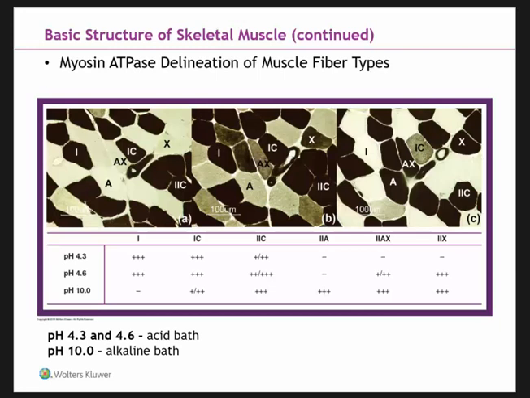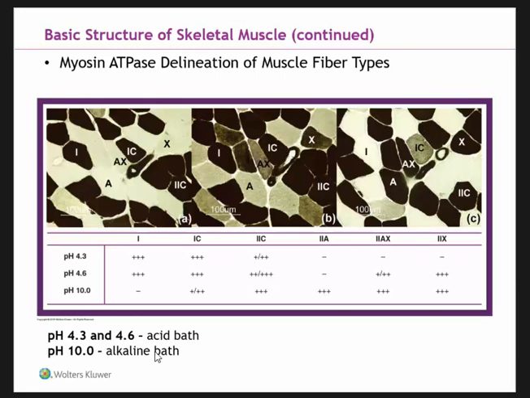Let's talk about how you would do this. We see here we have 3 different pH conditions or pH solutions. So we have 2 acid baths and an alkaline bath. This histochemical staining method will result in different stain intensities, which you see here among the fiber types. They're divided into categories and assigned to either type 1, type 2X, 2A, 2C, and usually they're all unique shades of gray is what you would see here.